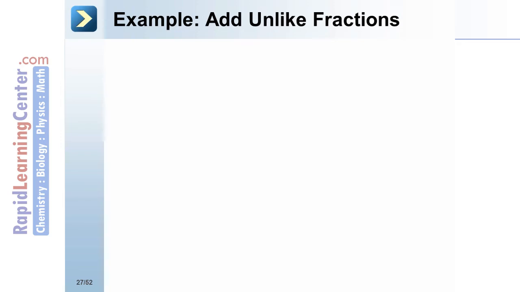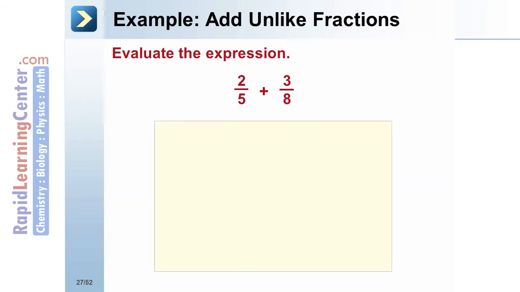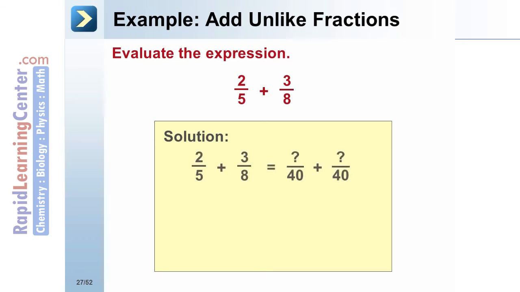Example: add unlike fractions. Evaluate the expression 2/5 plus 3/8. Solution: the least common denominator of 2/5 and 3/8 is 40. Multiply the first number by 8 and the second number by 5 to get 16/40 plus 15/40. Add the numerators to get 31/40.